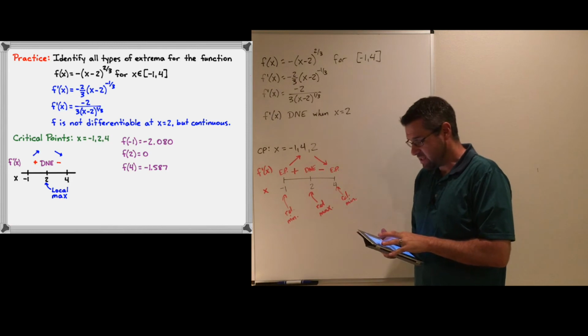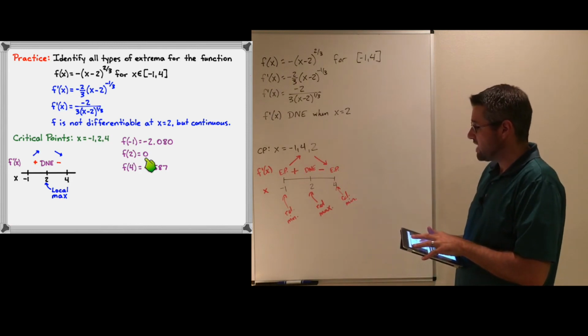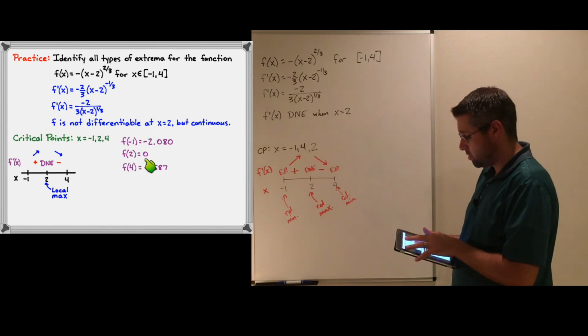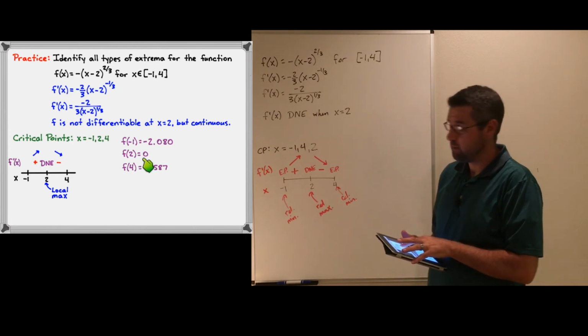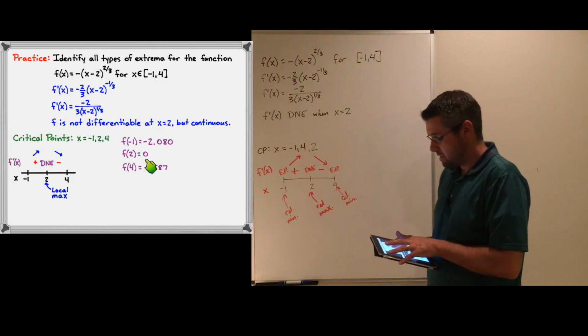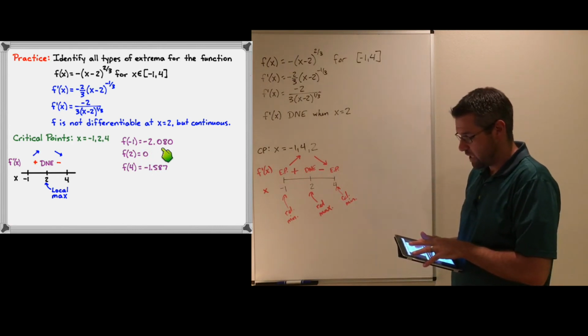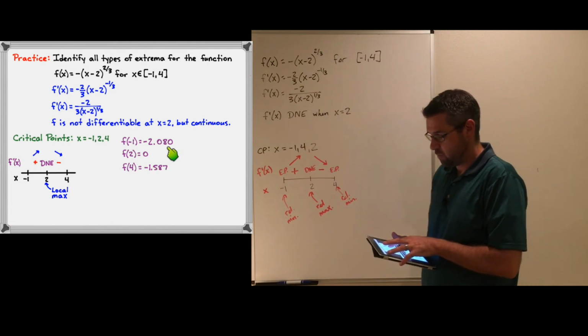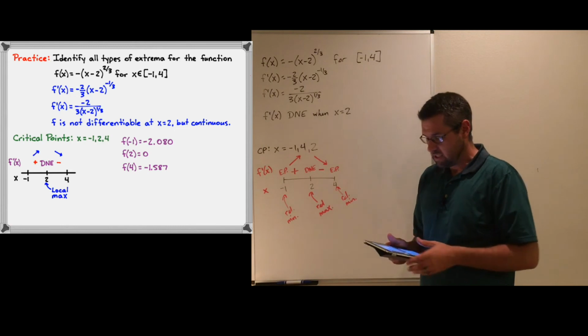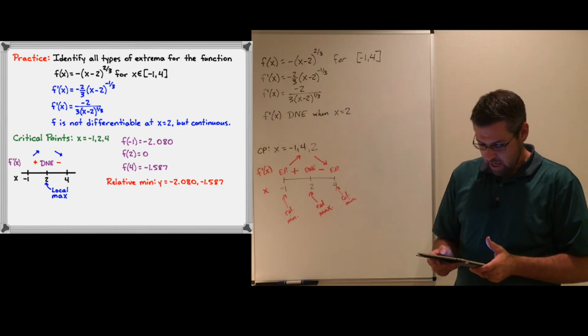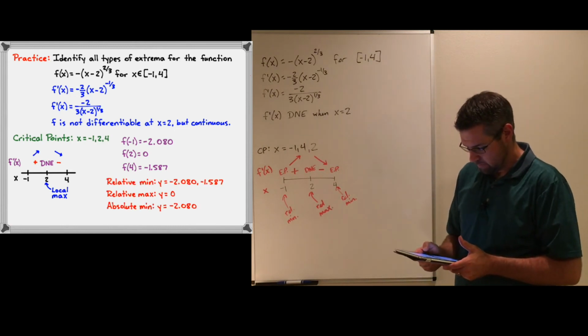We can see that f of 2 was actually our relative maximum. It is also our global maximum. Okay? And then between our two relative minimums, the lowest one was when x equals -1. So our absolute minimum is -2.080. Okay? So you can take a look at that there.